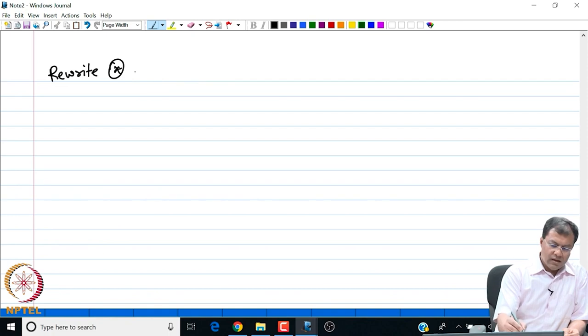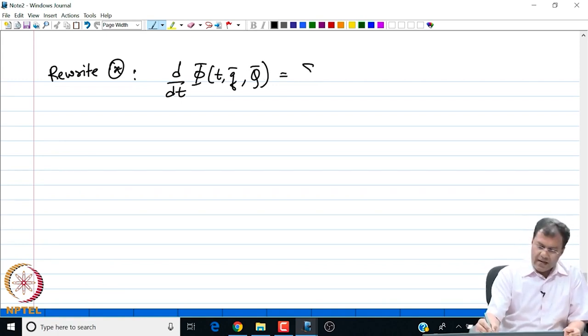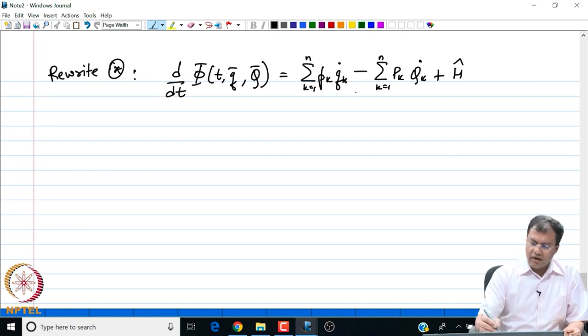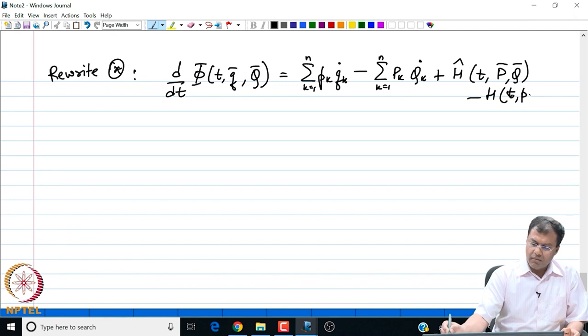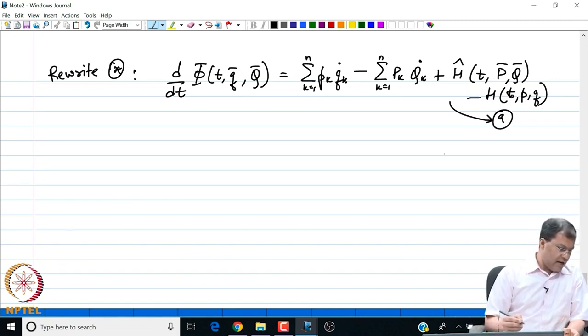Rewrite star in the generalized coordinate frame. We see that this is also equal to d phi dt. Phi now is a function of small q comma capital Q, because of the symplectic map, minus the sum of pk qk dot minus capital pk capital qk dot, k from 1 to n, plus h hat. I have just rearranged all the terms here: plus h hat of p comma q minus h of t comma p comma q. Let me call this relation A.